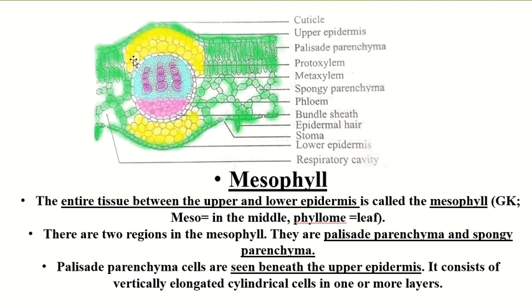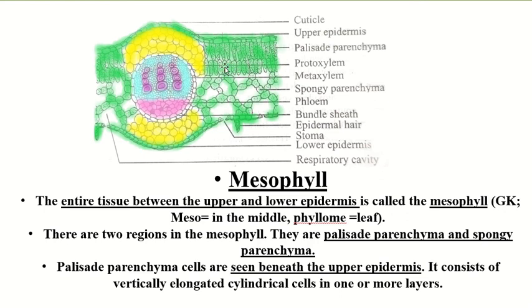Mesophyll. So this is the mesophyll region. The entire tissue between the upper epidermis and lower epidermis is called mesophyll tissue. In Greek, meso means middle, phyllum means leaf. There are two types of cells found in the mesophyll region: the palisade parenchyma cells and spongy parenchyma cells. These green colored elongated cells are palisade parenchyma cells, and these loosely arranged cells are spongy parenchyma cells.